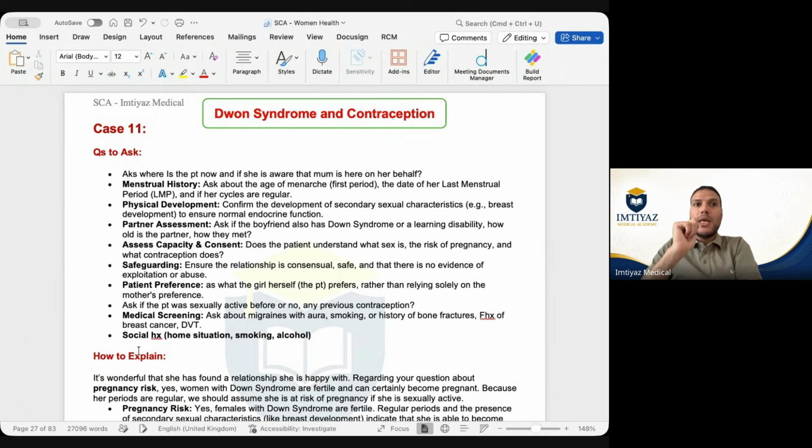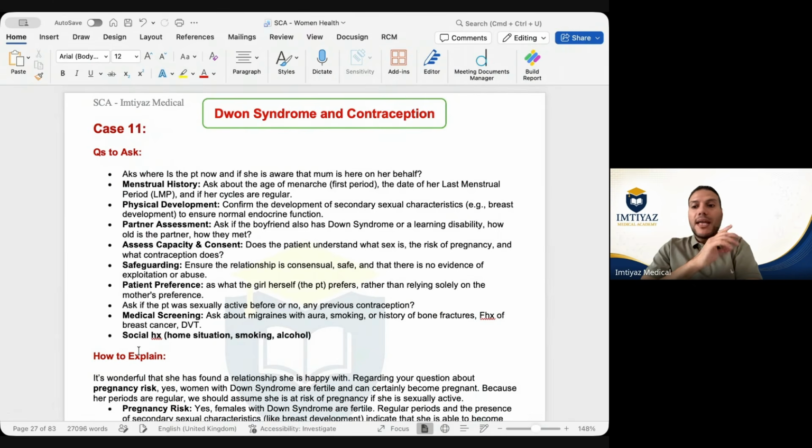Super important, and I highlight it under super important, a million times. You need to ask about the partner's mental status. Does he have any learning disability as well, or no? Does he have Down syndrome as well, or no? Why?